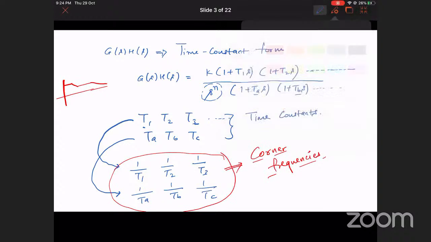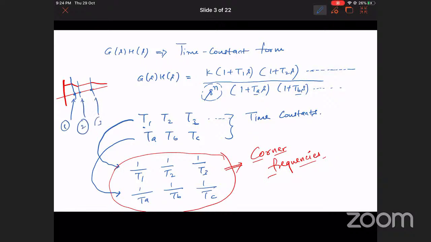As you can see in this Bode plot, or magnitude plot, at these 3 points I'm talking about, point number 1, point number 2, and point number 3, the slopes are changing. Can you see that? These points are called corner frequencies.